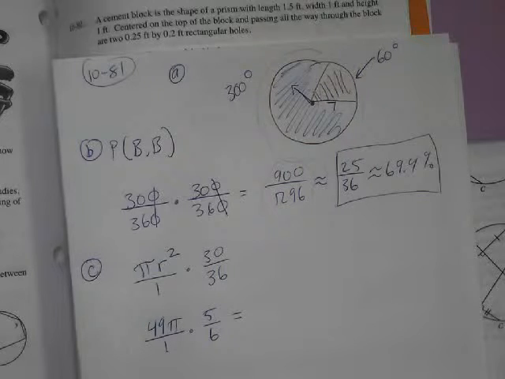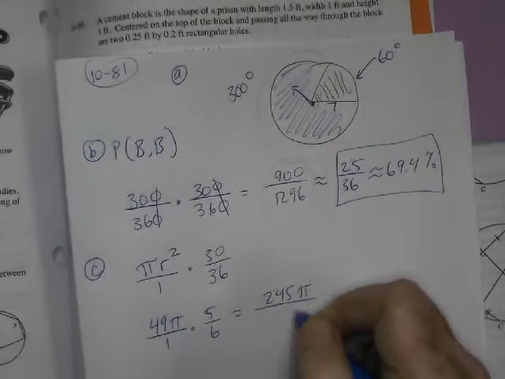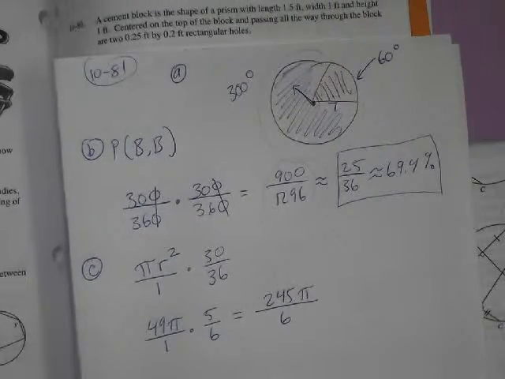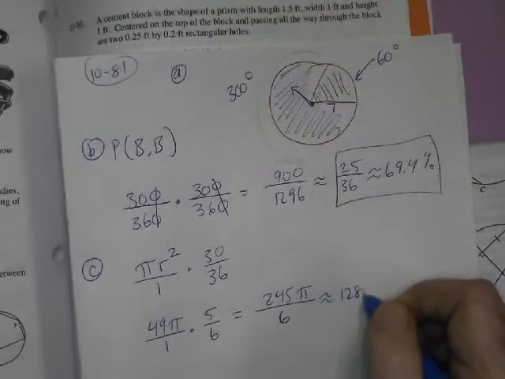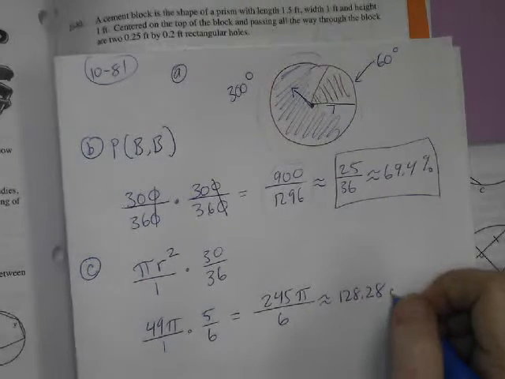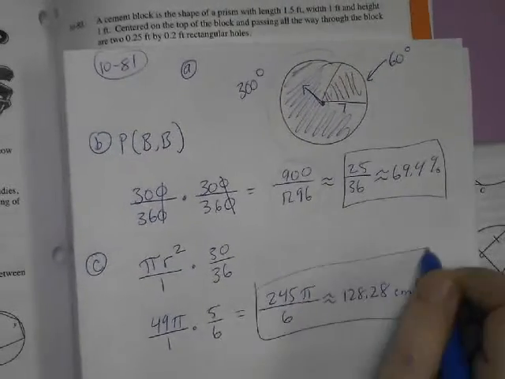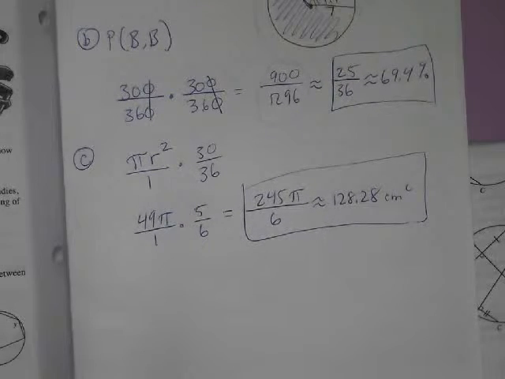Okay, 49 times 5 is 245 times pi over 6. You can leave it like that, or if you wanted to type the pi into your calculator, you'd get 128.28. And those were centimeters, I think, so that'll be square centimeters, or centimeters squared. I don't care if you leave it as pi or if you want to put the decimal equivalency on there. And then that was letter C.